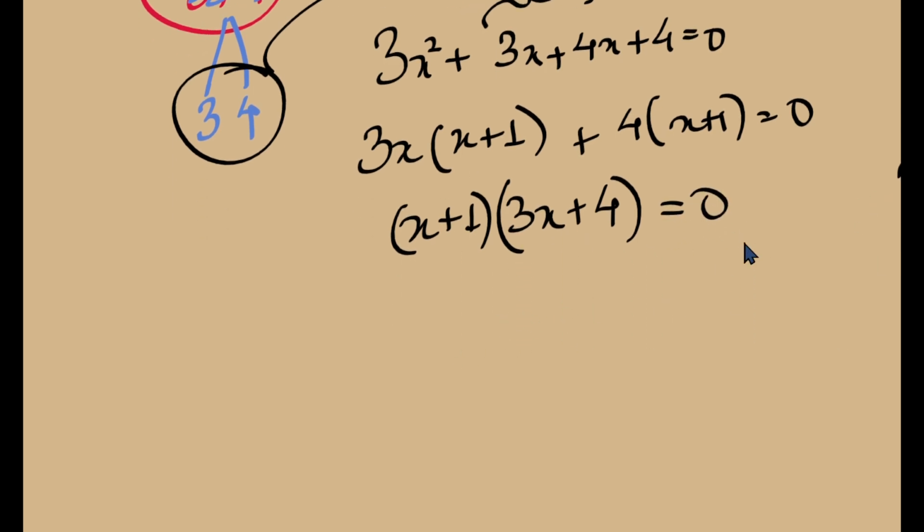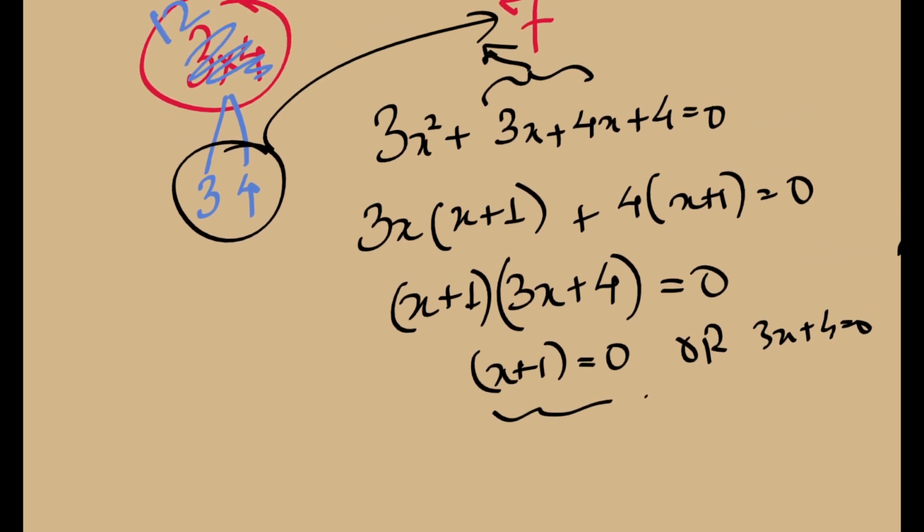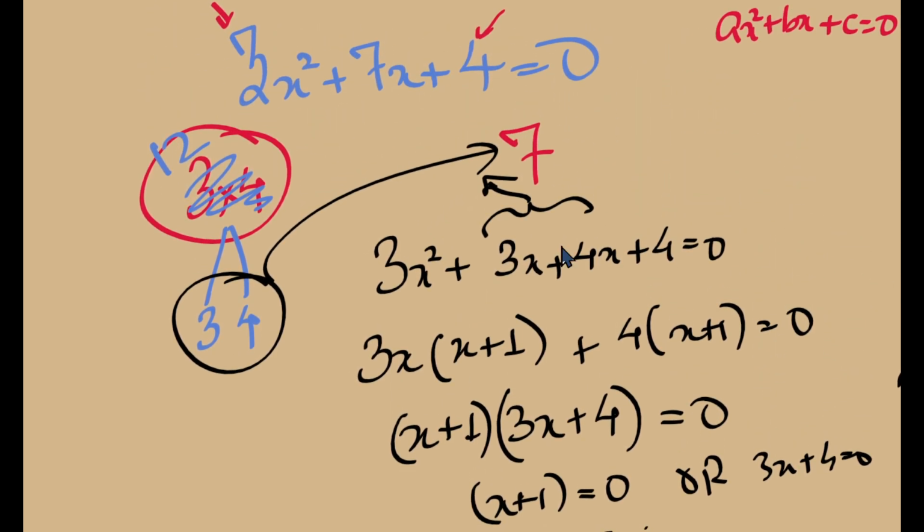So after that, solving is very easy. If the product of two factors is 0, then one of them should be equal to 0, so x plus 1 should be equal to 0, or 3x plus 4 should be equal to 0. And now I think you can continue, but what we are interested in is why the method is working.